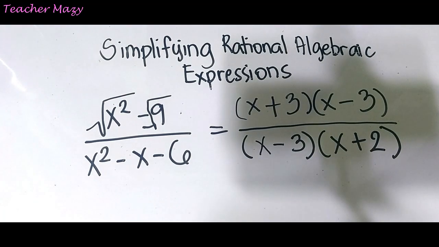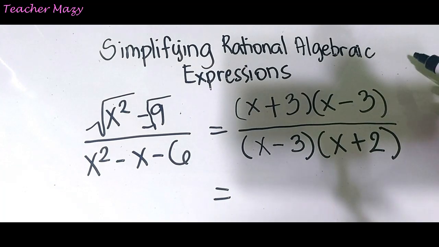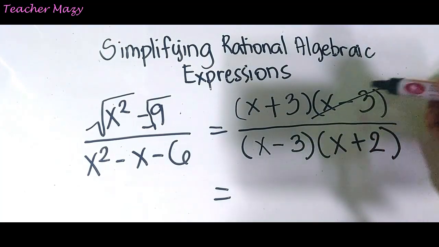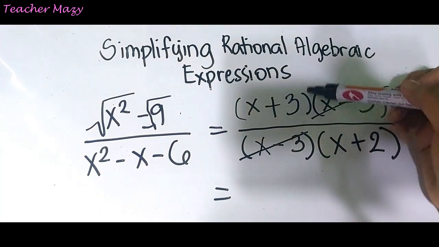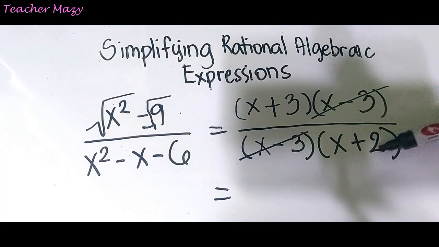Okay, now we can simplify this rational algebraic expression using the cancellation method. So now we can cancel those terms or quantities with the same values. As we can see here, we have x minus 3 here and x minus 3 here. So we can cancel them. We cannot cancel this one since we have different values here. So we have x plus 3 and then x plus 2. They have different values. So that means we cannot cancel them.